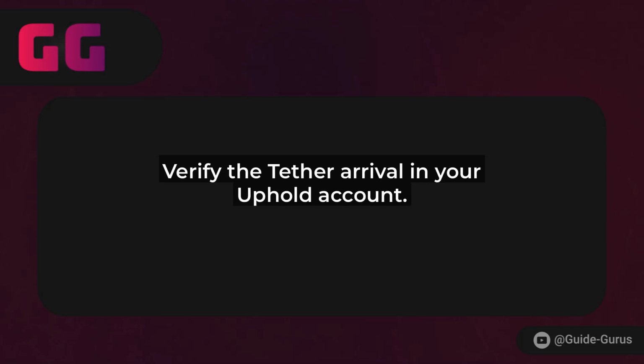A quick word of caution. Always use the correct network for your transfer. Mismatches can lead to lost funds. Also, keep an eye on gas fees if you're on Ethereum. In 2025, with evolving crypto regulations, it's wise to stay updated on any platform-specific rules.